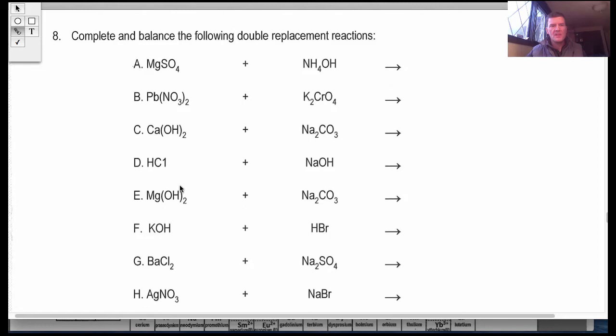All right? So let's just practice a few. We're not going to do all of these, but let's just practice a few of these double displacement reactions here. We'll just do 3 of them. That's all we have to do. And then we'll get back to what these reactions are going to look like.